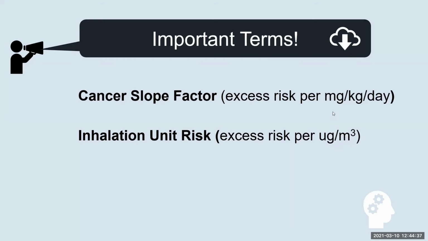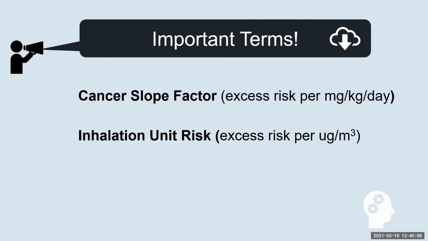So the cancer slope factor or the inhalation unit risk factor can be multiplied by an estimate of the lifetime exposure, which is in milligrams per kilogram per day, to estimate the lifetime cancer risk. So if we have milligrams per kilogram per day times a risk per milligram per kilogram per day, we end up with risk because these units cancel out. Same with inhalation unit risk.